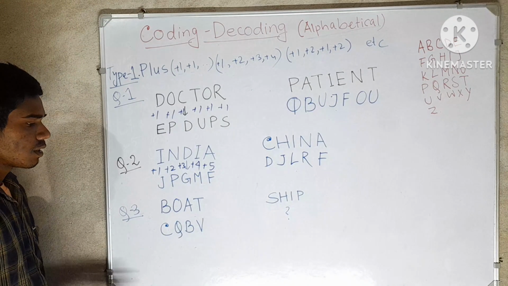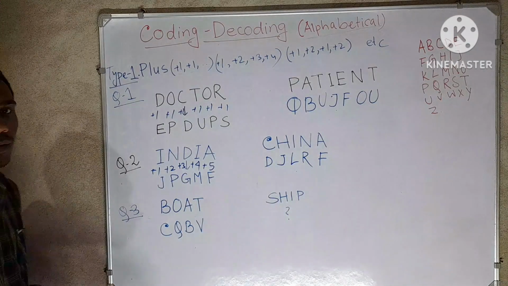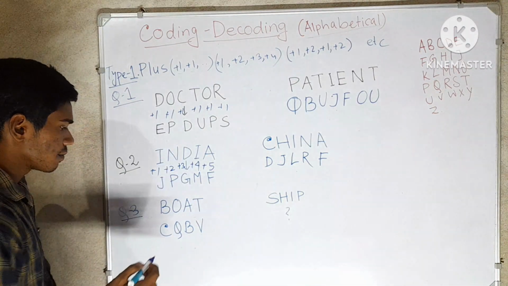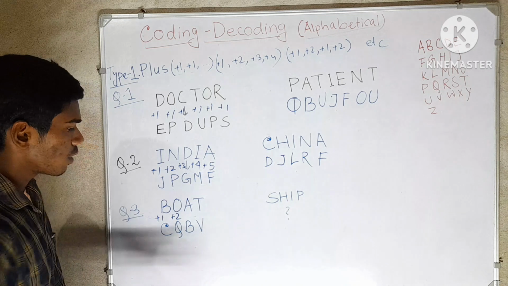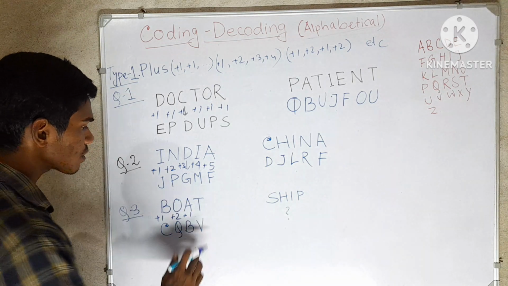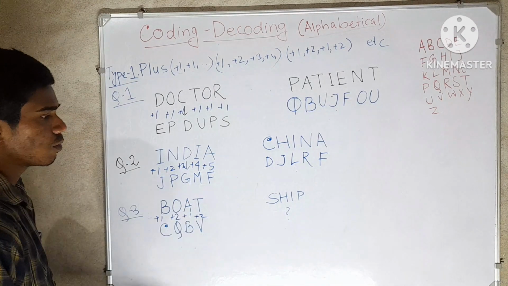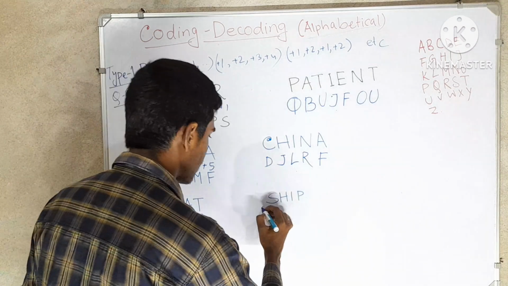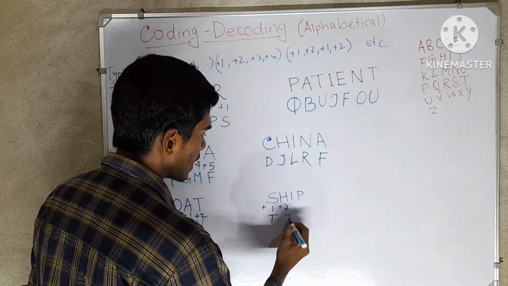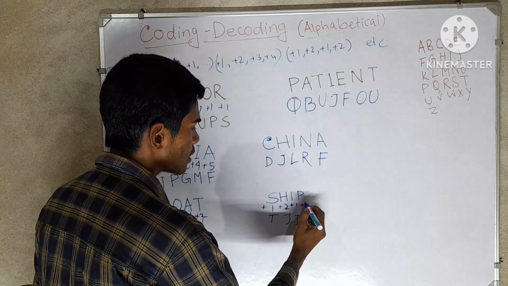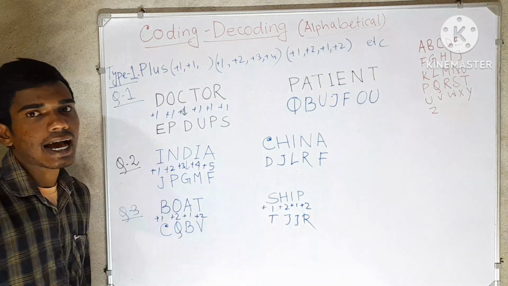DJLRF. If the code for boat is CQBV, then what is the code for ship? B + 1 equals C, O + 2 is Q, A + 1 is B, T + 2 is V. That means this is +1 +2 +1 +2. In the same way, S + 1 equals T, H + 2 is J, I + 1 is J, P + 2 is R. The code for ship will be TJJR.